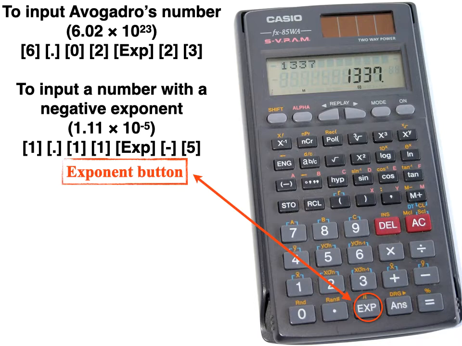And if you were doing a negative exponent, like 1.11 times 10 to the negative fifth, you would put in 1.11, exponent, and then above the 7, two up, is a minus sign in parentheses, very much like on a TI calculator. So you would hit exponent, negative 5, and then if you hit the equal sign, it will show you on the screen that you inputted it correctly.